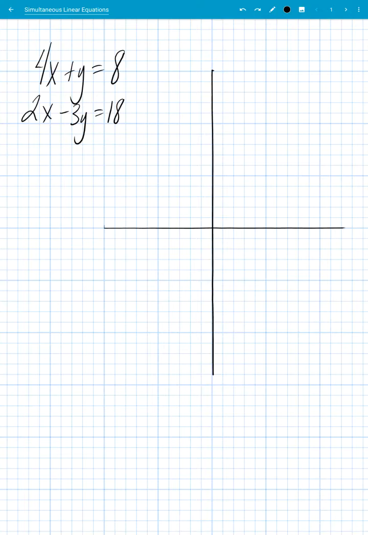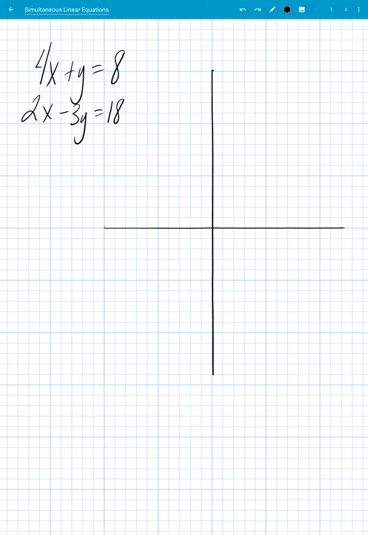I could also just start picking points, making up an x and finding out what the y needs to be to make the equation true. I only need 2 points to make a line. So I think what I'd like to do is just look at the x and y intercepts. And those are two simple points that I can find, and there's plenty enough what I need to graph the line. So this first equation here, 4x plus y equals 8, well, the y-intercept means when x equals 0.